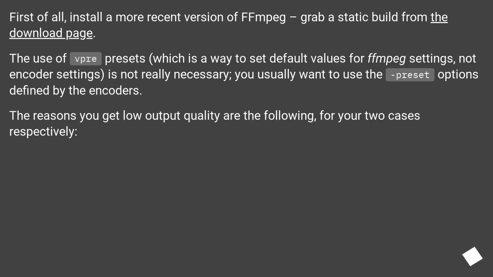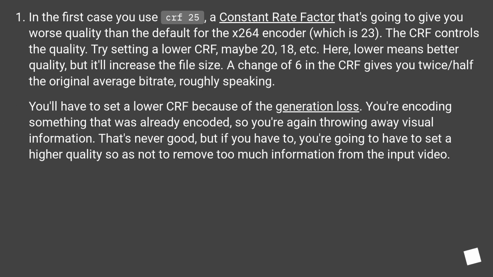The reasons you get low output quality are the following, for your two cases respectively. In the first case you use CRF 25, a constant rate factor that's going to give you worse quality than the default for the H.264 encoder, which is 23. The CRF controls the quality. Try setting a lower CRF, maybe 20, 18, etc. Lower means better quality, but it'll increase the file size. A change of 6 in the CRF gives you twice/half the original average bitrate, roughly speaking.